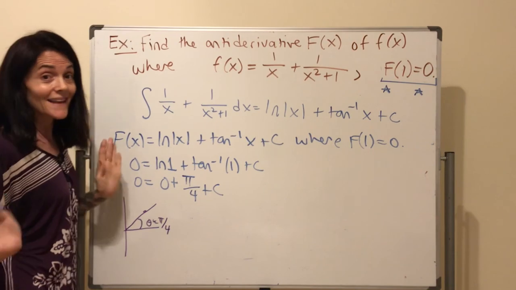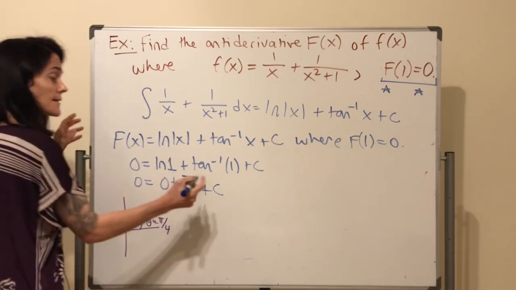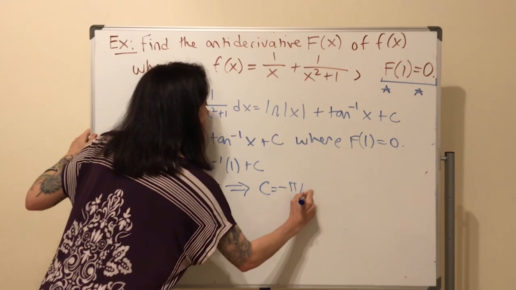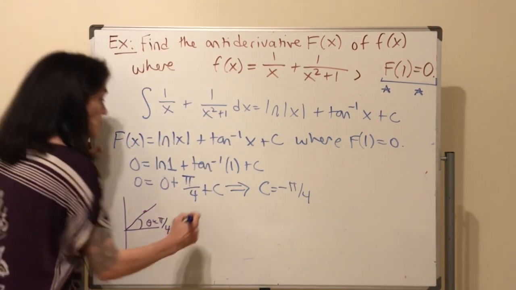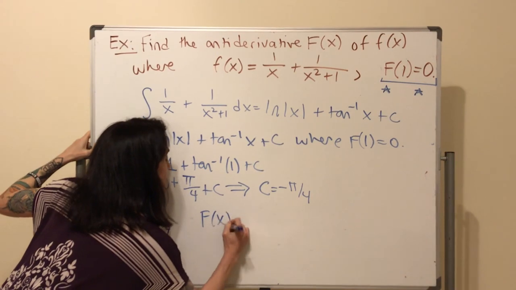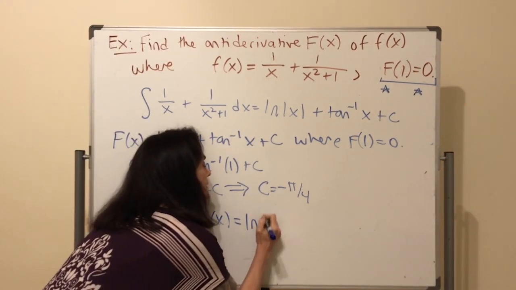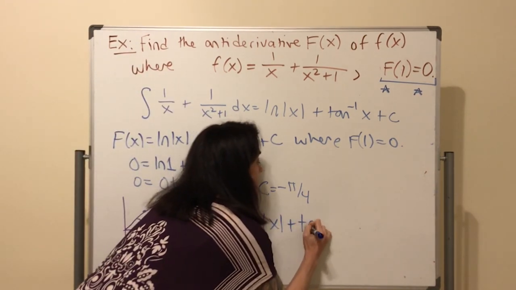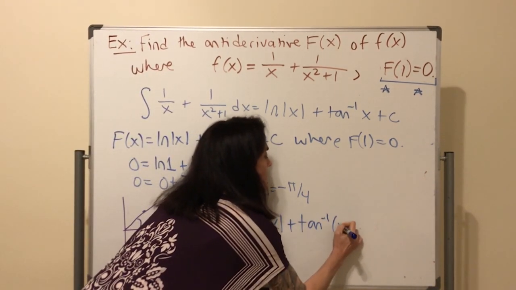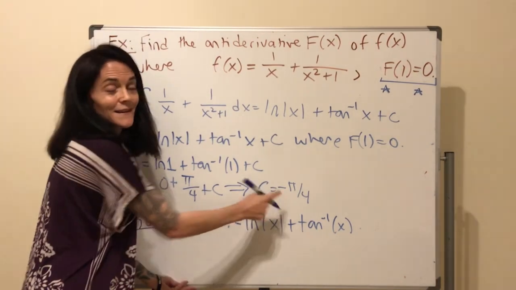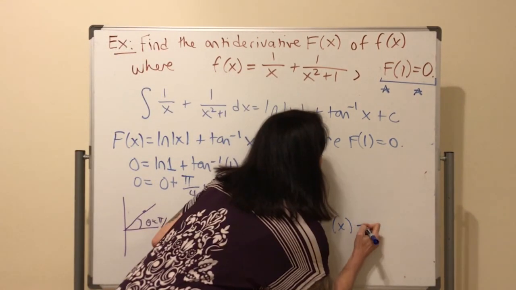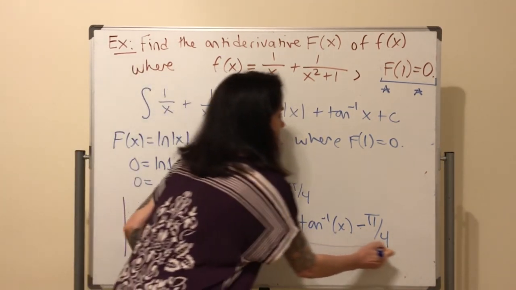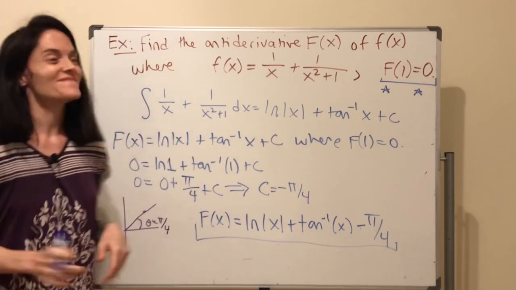Now you see, in this case, c is negative pi over 4. And so the final answer here, capital F of x, is ln absolute value of x plus tan inverse of x, and then minus pi over 4. This here is our final answer.